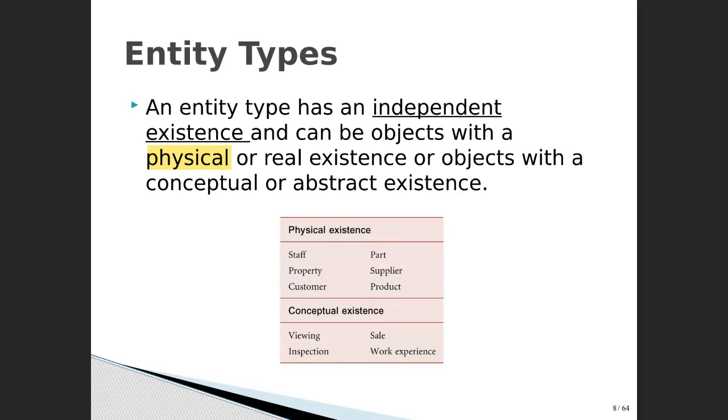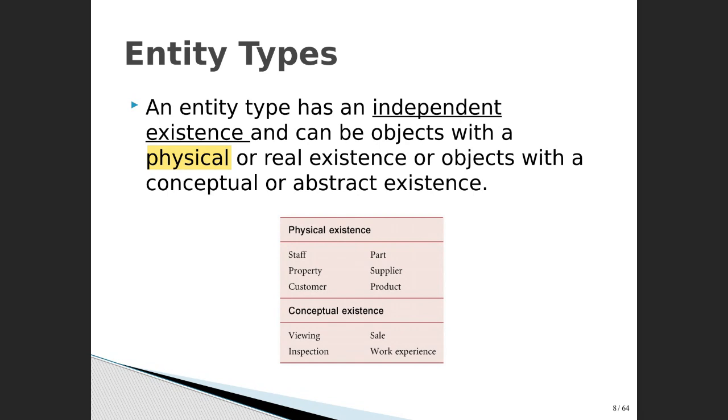In the computer. No, I am talking about, for example, student entity type. This is which type? Is it physical existence or conceptual existence? Physical. Why is student physical? Because it's a person. You can feel. So this is one type of entity existence. Okay, so student has a physical existence.